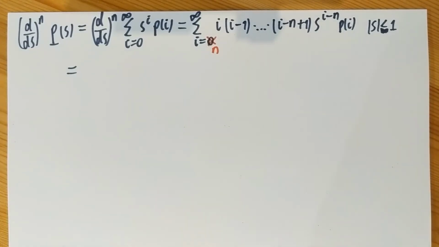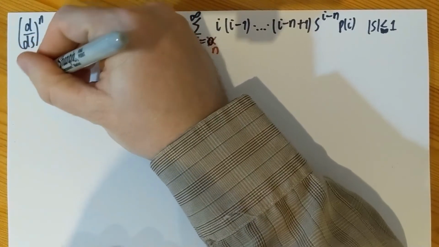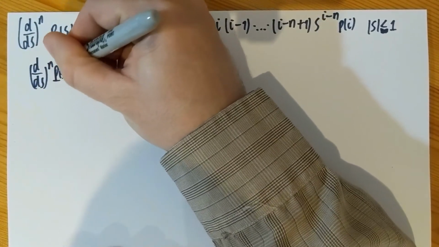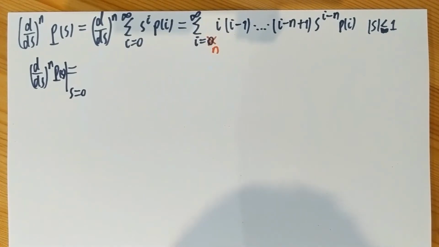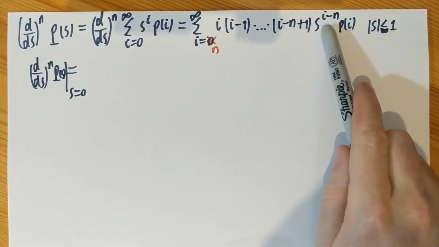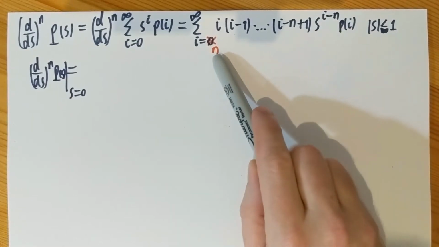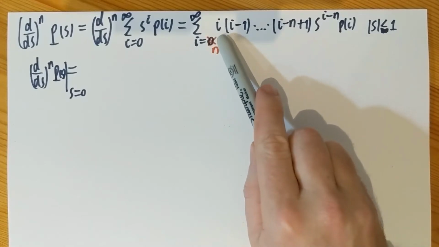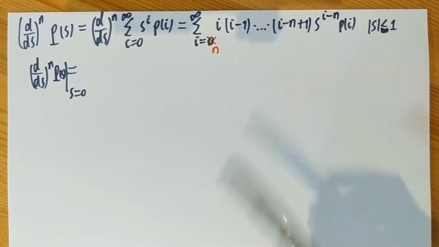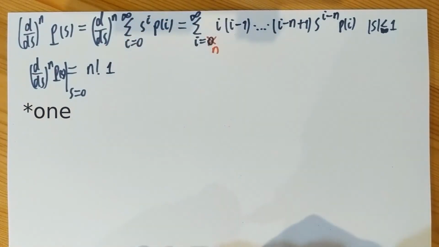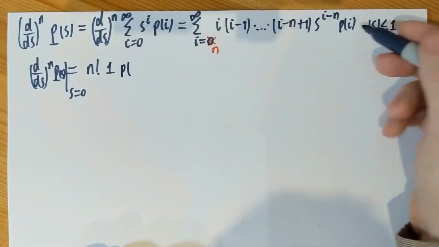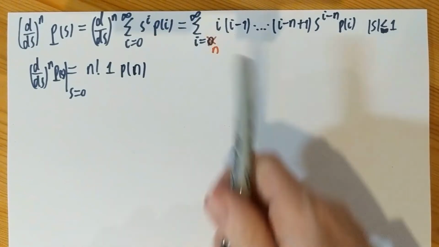Okay, so now the next thing I want to do is take the same n-fold derivative but plug in s equals 0, and let's see what happens. My first term is the nth term, i equals n. At i equals n, what I see is n times n minus 1 times ... times 1, so that gives me an n factorial. Then at i equals n, I have s to the 0 power, and when I plug in s equals 0, by convention, that's 1. And then p at i equals n, so that's my first term in that summation.